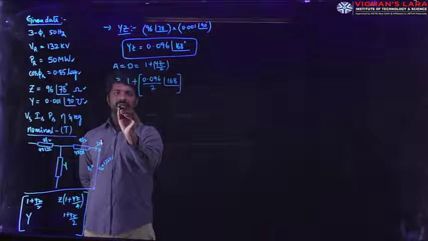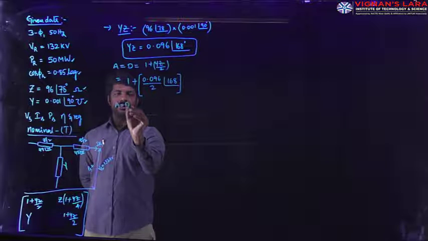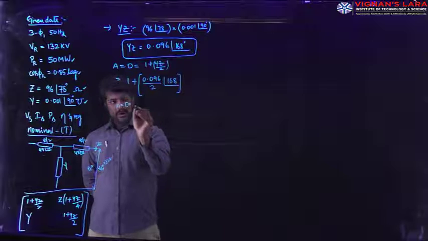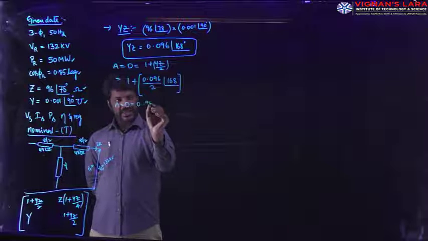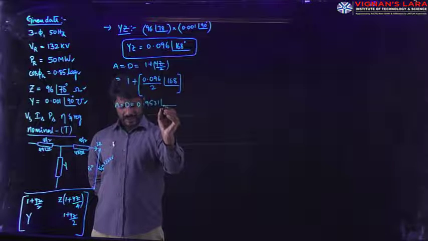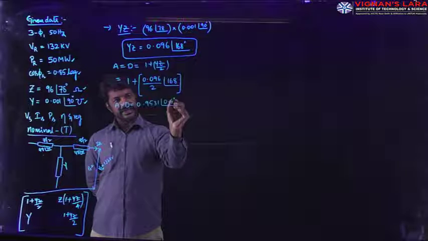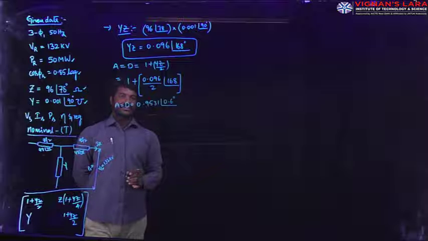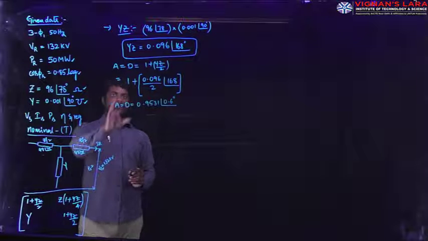Then you will get the constant A is equal to D, whose value is 0.9531 at an angle of 0.6 degrees. This is constant A and D. You can check yourselves whether the obtained answer is right or wrong.